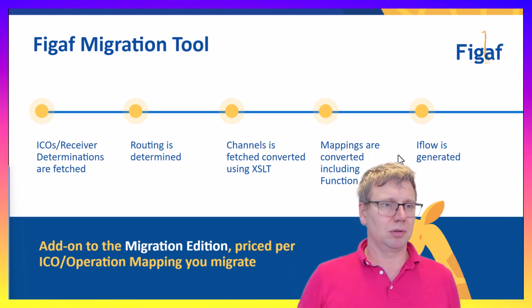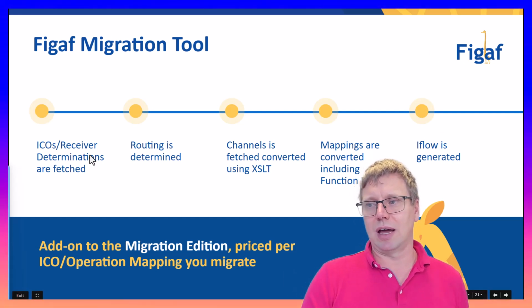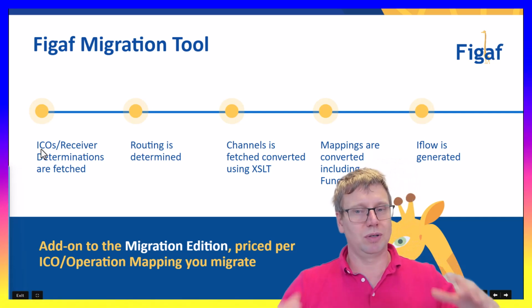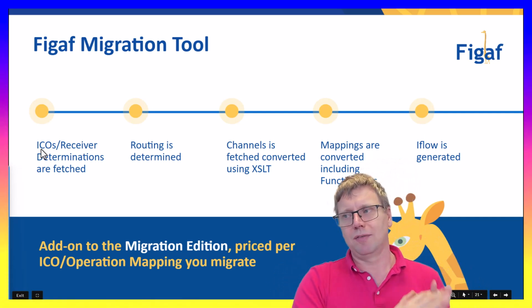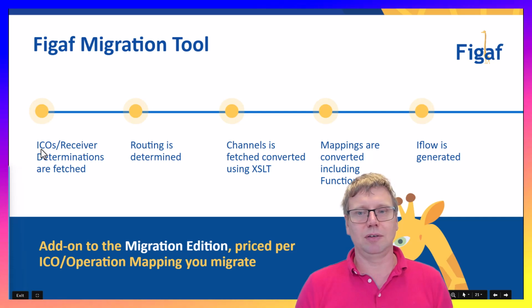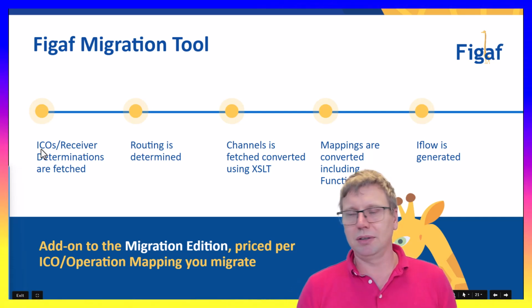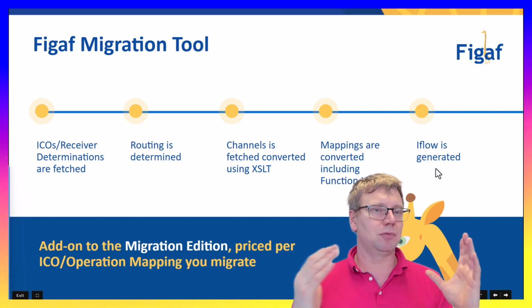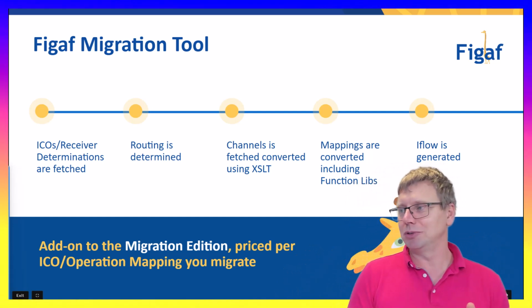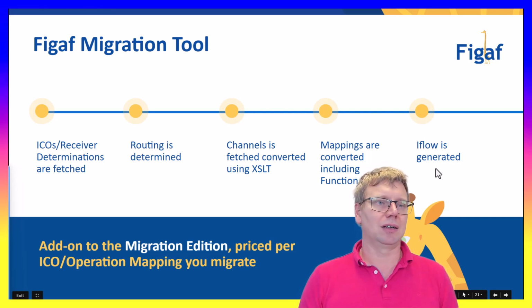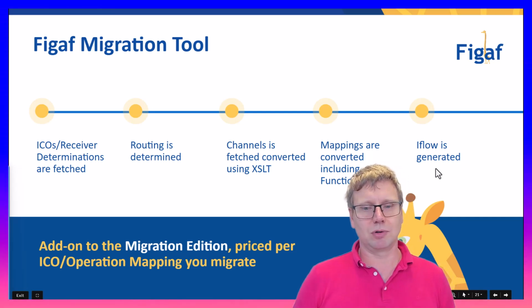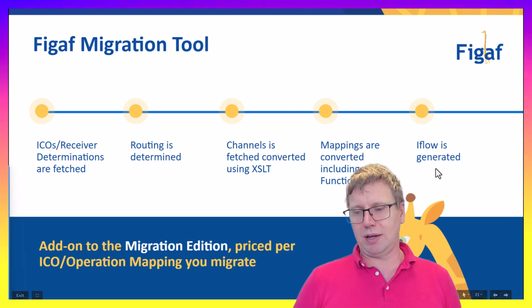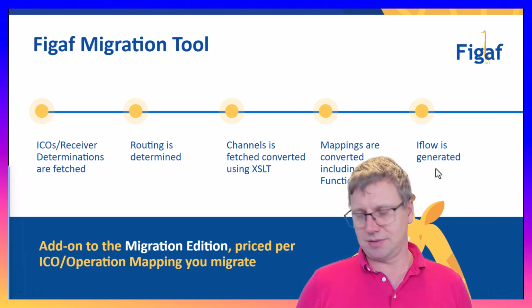So the general way the tool works is ICOs and receivers. So we pick the ICO, fetch all the details, all receivers, routing, build, convert communication channels, mappings, and then we generate iFlows that can handle all of these different components. So it is one coherent way that you are delivering this in.